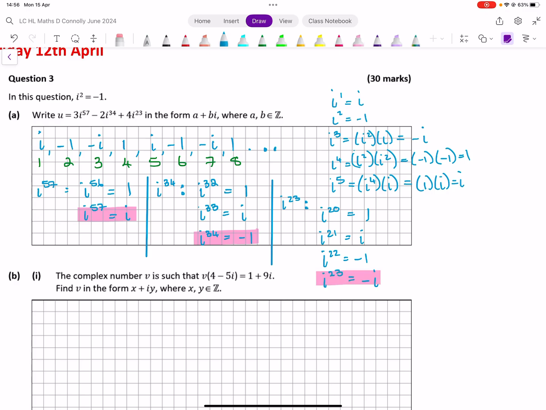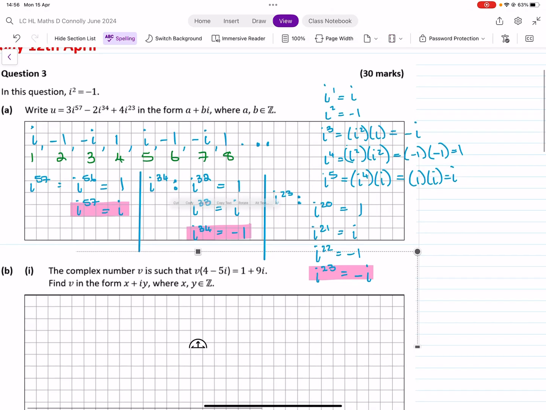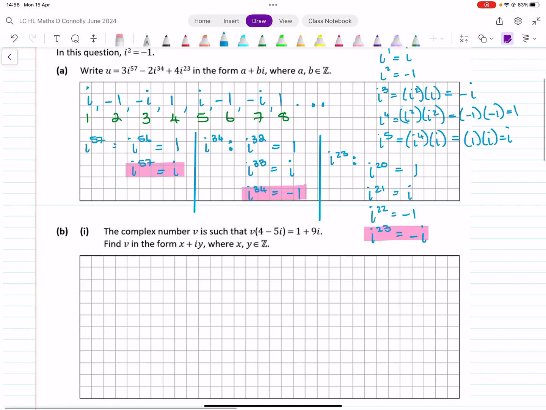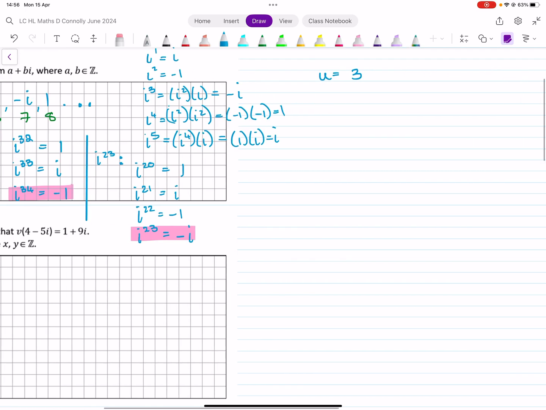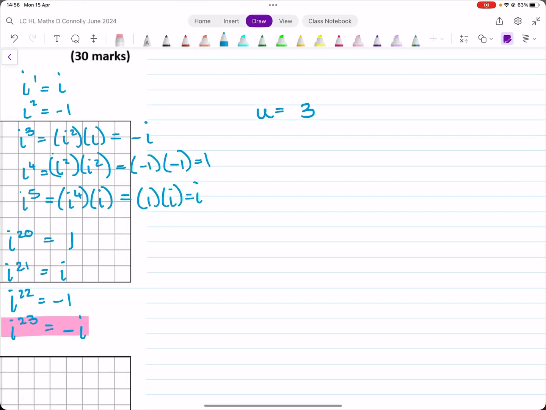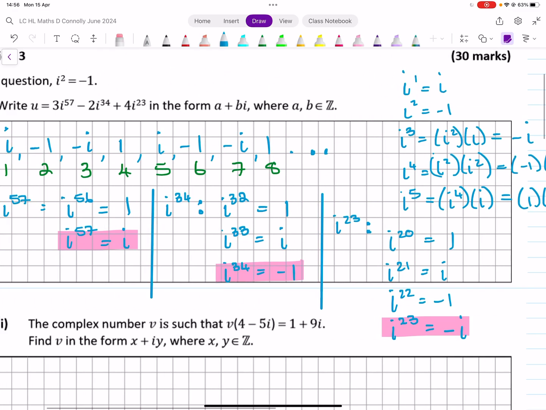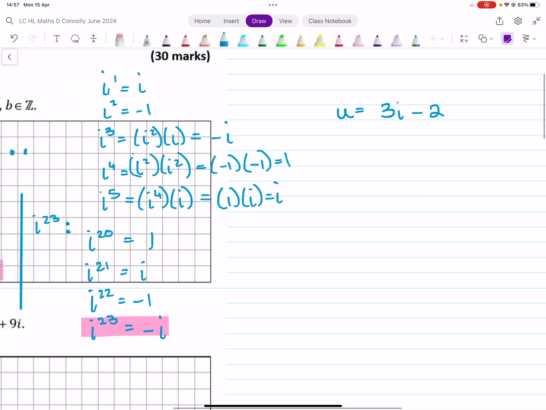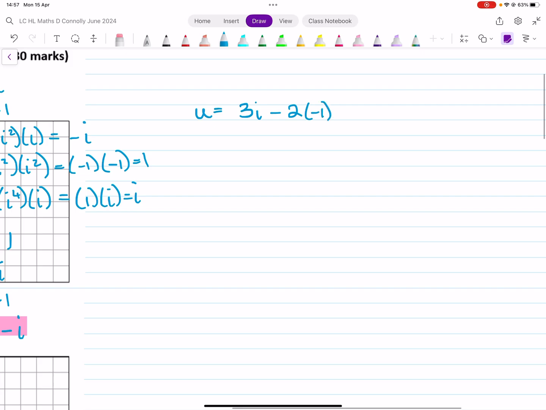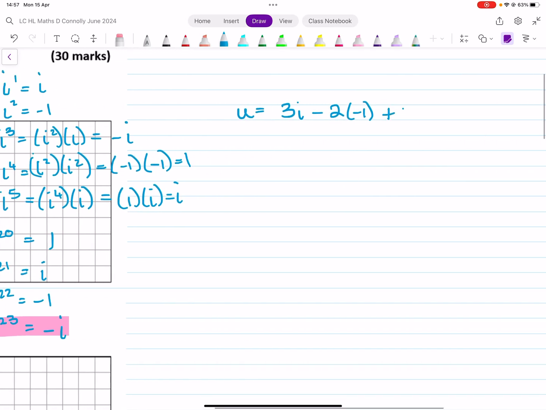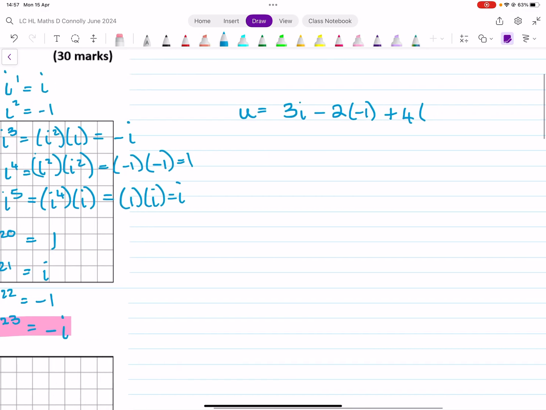So if I put that back in, I get u is 3 times i to the 57, which is just i, minus 2 times i to the 34, which is -1, and then plus 4 times i to the 23, which is -i. So 3i plus 2 minus 4i is 2 minus i.